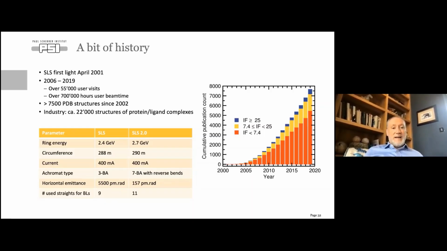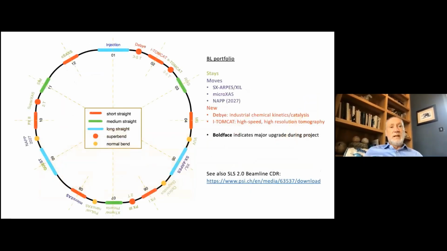Importantly, we're also adding new beamlines. So we have 12 straights. One of those, of course, needs to be used for the injection, but we were not using 2 of the other ones up until now. And those 2 straights will be used in the future. So we have a total of 11 straights used for insertion device beamlines. And this is actually what the portfolio will look like.